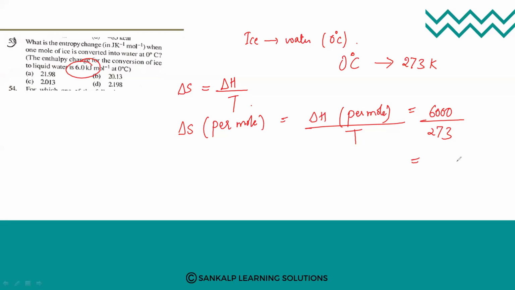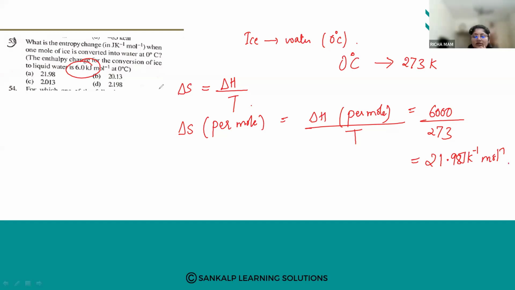Got it? After solving, I have got 21.98 joules per Kelvin per mole. Option number A. So entropy change is given as change in enthalpy upon temperature. Okay, fine. Let us go for the next one.